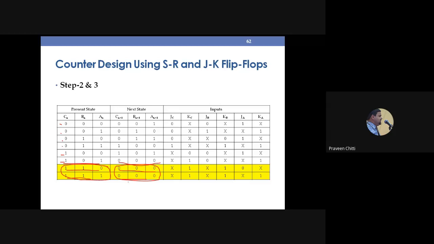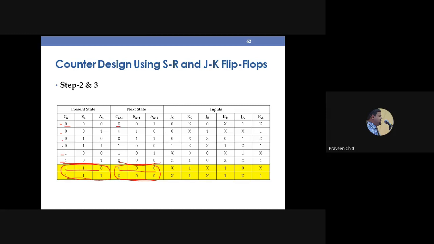That is the only difference, the rest all remains the same. Now again here, instead of Q0, Q1, Q2, I have represented it as AN, BN, CN, then AN+, BN+, CN+. So you have to check again the excitation table for the JK flip-flop.